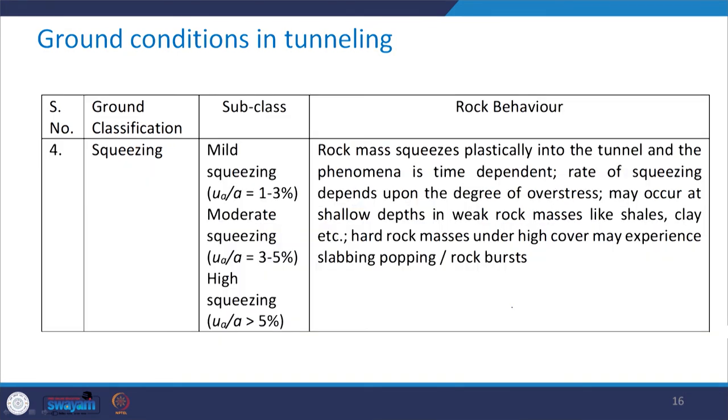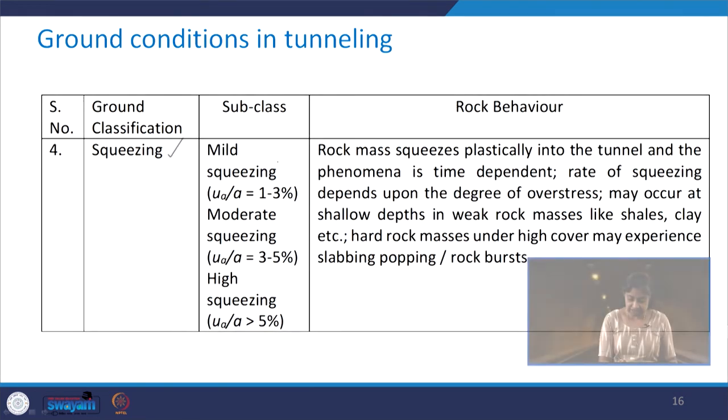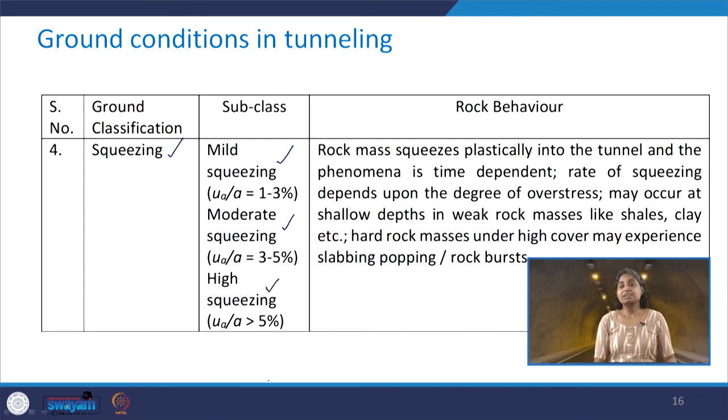The fourth category is the squeezing ground condition. Now, there can be different subclasses to that. The first one is mild squeezing, then moderate squeezing and high squeezing. These are defined by the parameter Ua/a, where Ua is the radial deformation and a is the radius of the tunnel. When it is to the tune of 1 to 3%, it falls under the category of mild squeezing, and if it is more than 5%, it goes to the high squeezing subclass.